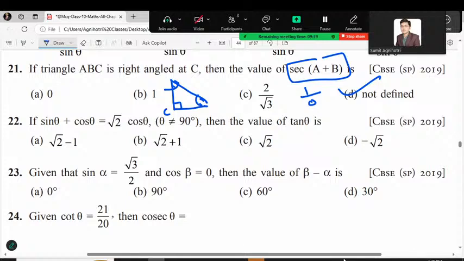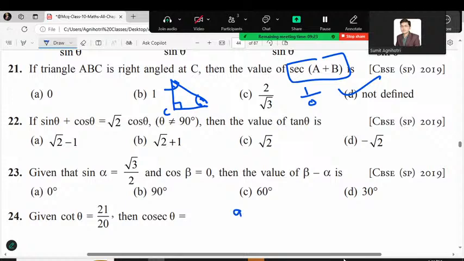Sin theta plus cos theta is root 2 cos theta. Then they want you to find out the value of tan theta. Okay, there is a trick I want you to share.